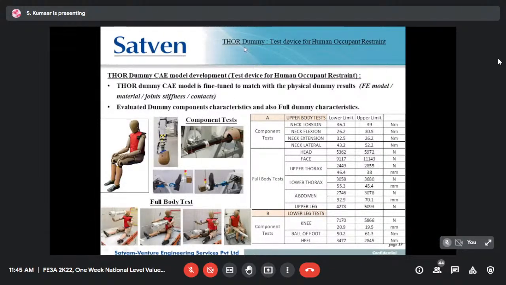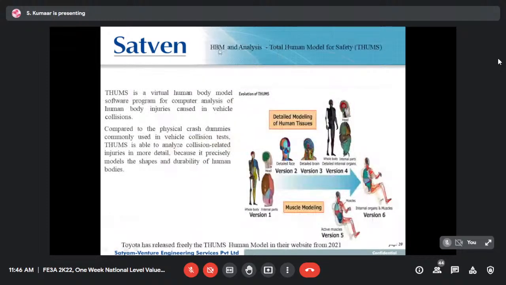So this is for the THOR dummy, the test device for human occupant restraint. Next we'll move on to human body modeling and analysis.